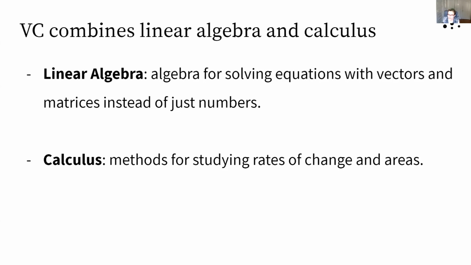You'll hear people say that linear algebra is an algebra for solving equations with vectors and matrices instead of just numbers. And they'll say that calculus is the study of methods for mathematically representing rates of change and areas. And while these are definitely true statements and they give deep insight to these two mathematical disciplines, they're not really the right way to think about either of these things when it comes to doing machine learning.